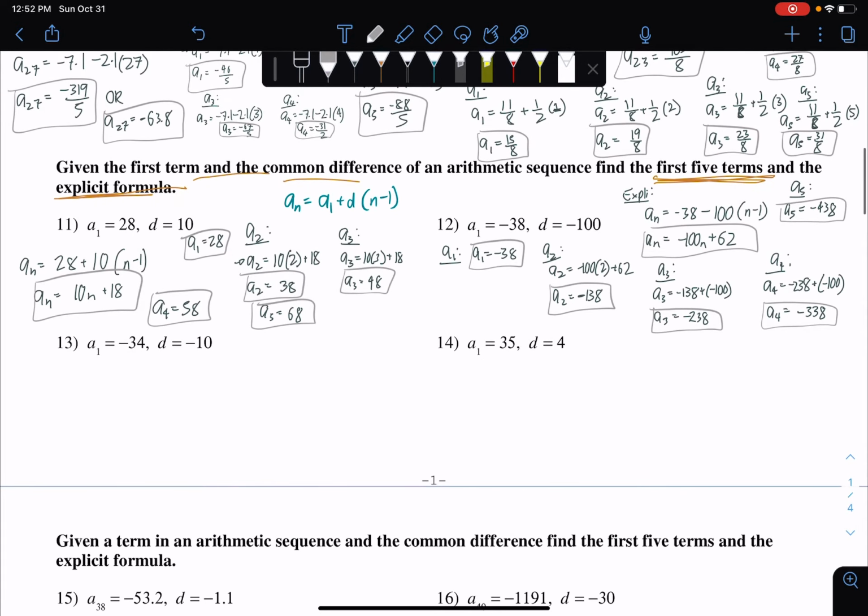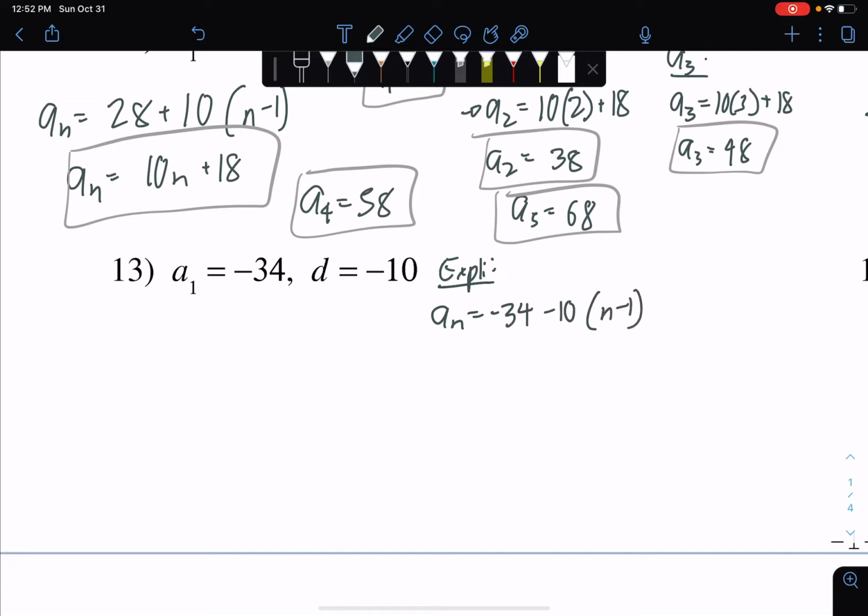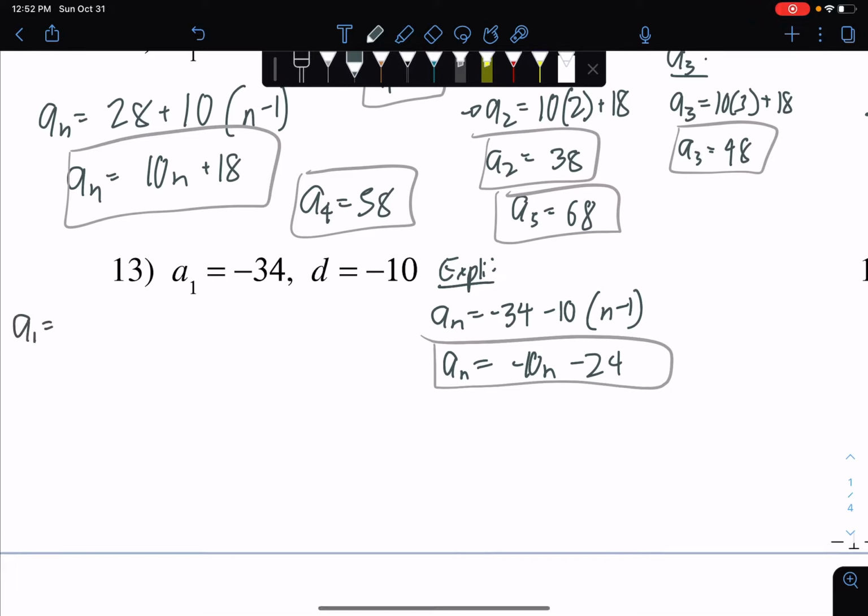Okay, let's move on to number 13. Our explicit formula, a sub n is equal to negative 34 minus 10 times the quantity n minus 1. a sub n is equal to negative 10n minus 24. Why is it minus 24? Negative 34 plus 10 is negative 24. There you go.